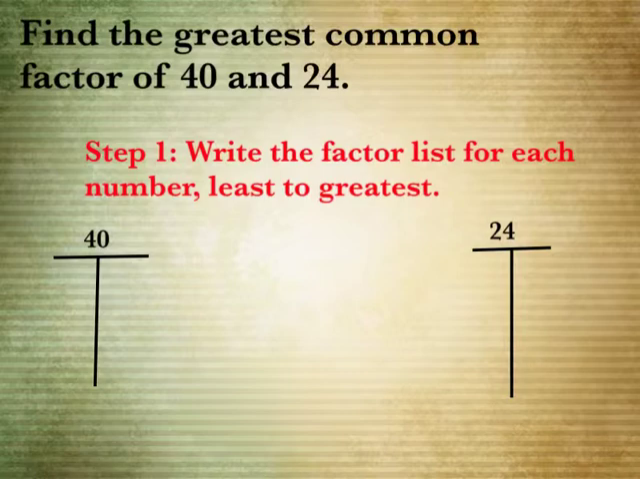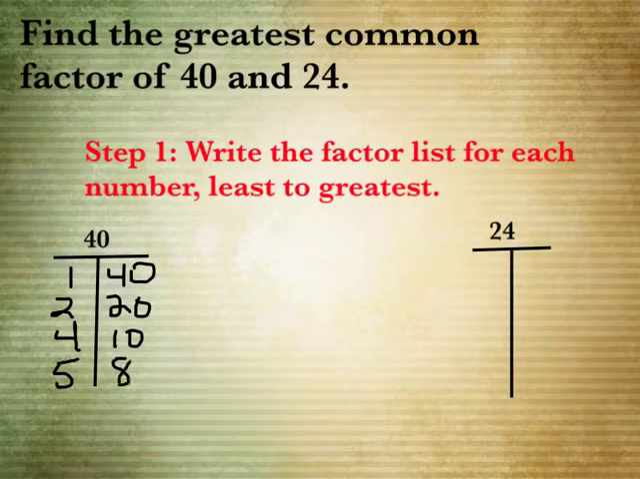In order to find the greatest common factor, we do have 3 steps, and step 1 is to write the factor list for each number least to greatest. Well, we just found the factors of 40 earlier in this video, so I am going to use those. If you don't remember how I got these numbers, you can look back earlier in the video. We had 1 and 40, 2 and 20, 4 and 10, and 5 and 8.